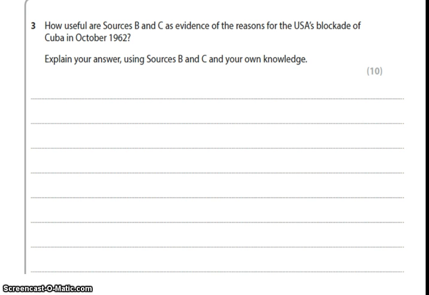Here's an example. They are both very useful because they provide us with valuable information. Source B tells me that the Americans were very worried about what the Soviet Union was doing in Cuba. More than that, we know from source B that the Americans thought that Khrushchev was deliberately trying to upset the Americans because it says provocative. Source C tells me that there was something in what the Americans were saying because we can see the missile sites in the photograph, so it supports the reasons for why the USA blockaded Cuba.